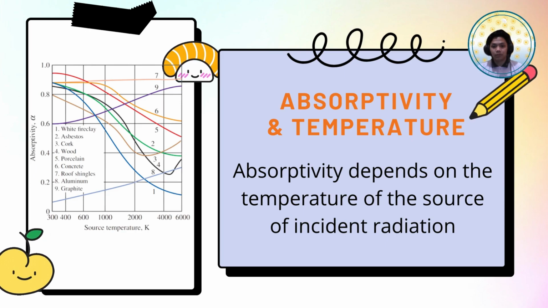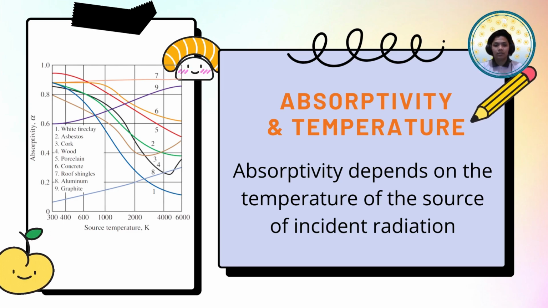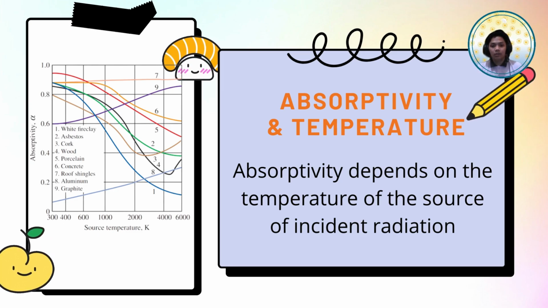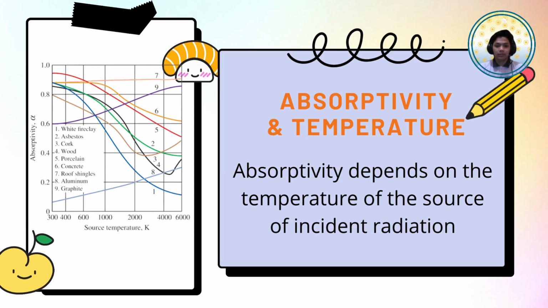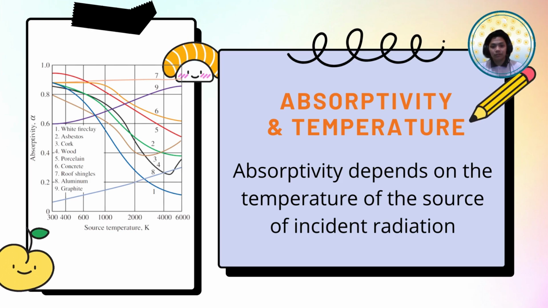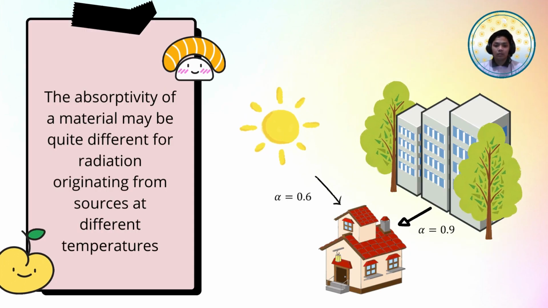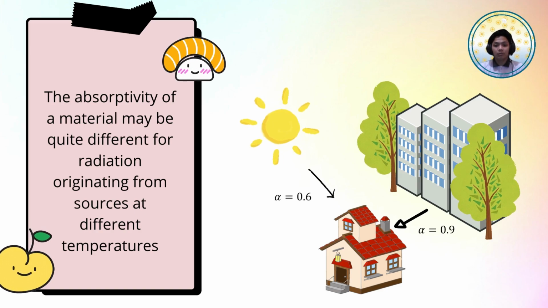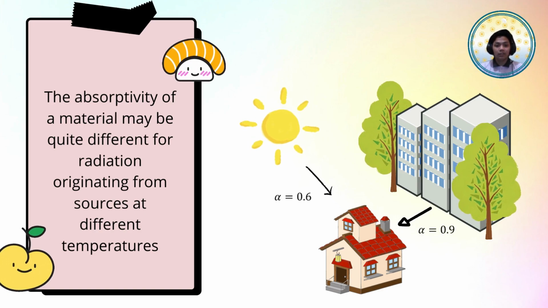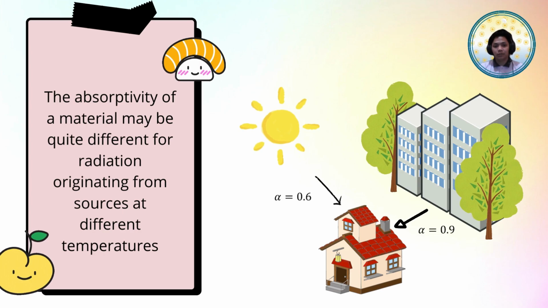Absorptivity depends on the temperature of the source where the incident radiation comes from. By looking at the figure on the left, we will see the variation of absorptivity with the temperature of the source of irradiation for various common materials at room temperature. We can see from the figure that the absorptivity of different materials changes when the temperature changes. The absorptivity of a material may be quite different for radiation originating from sources at different temperatures.